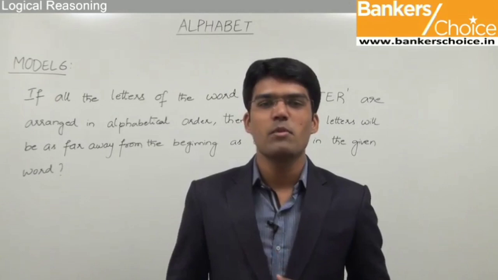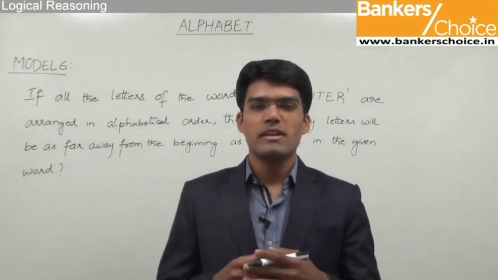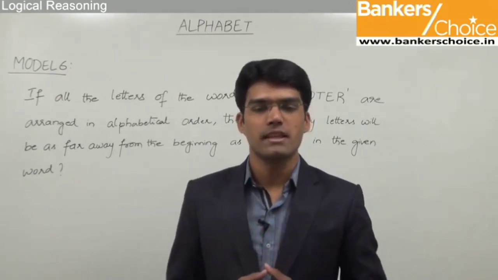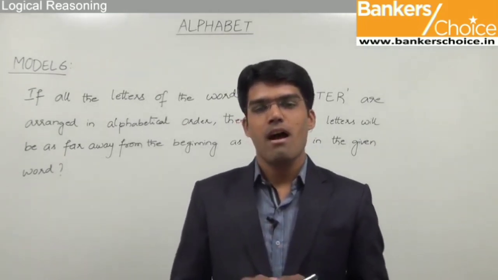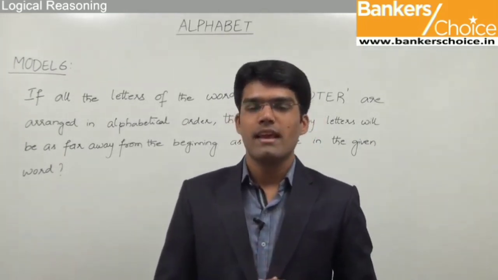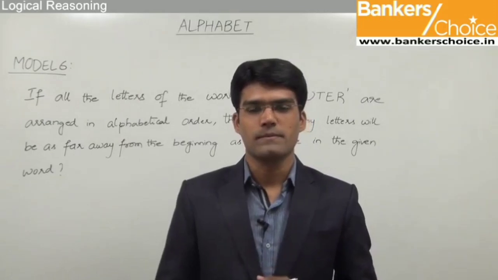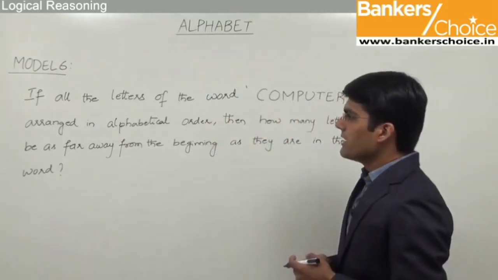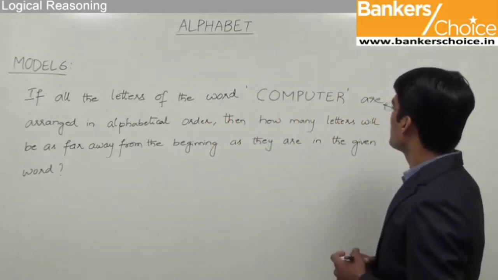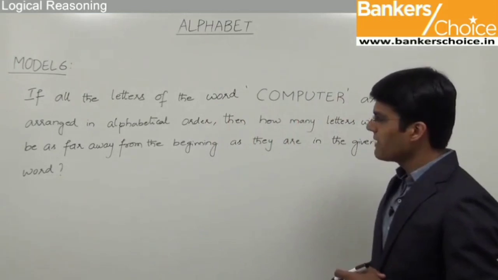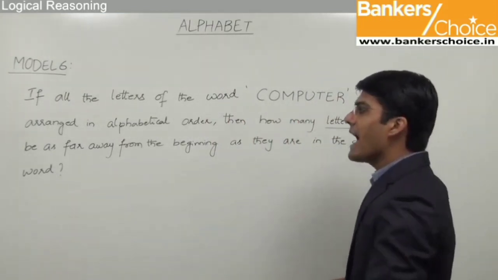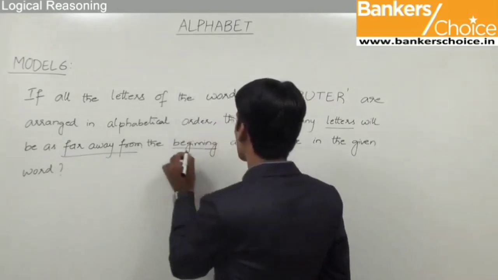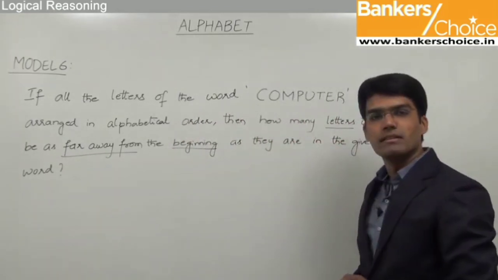Let us now take the sixth model from the topic alphabet, where we are supposed to arrange all the letters of the given word in alphabetical order and find out how many of them are as far from the beginning as they are in the original word. Let's look at the question. If all the letters of the word computer are arranged in alphabetical order, then how many letters will be as far away from the beginning as they are in the given word?